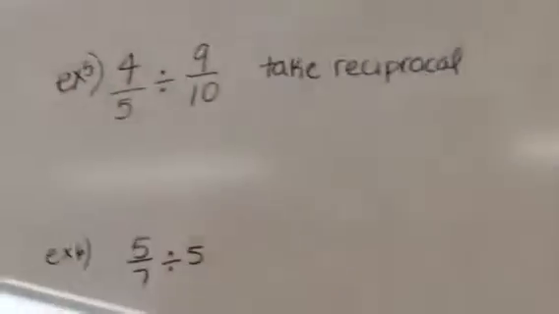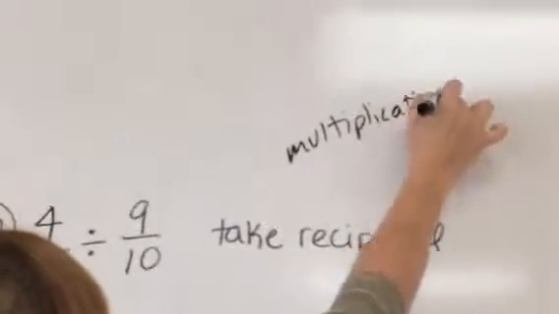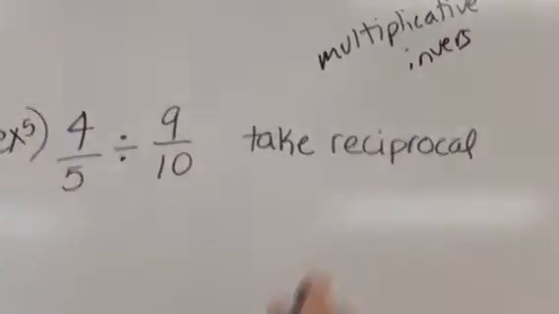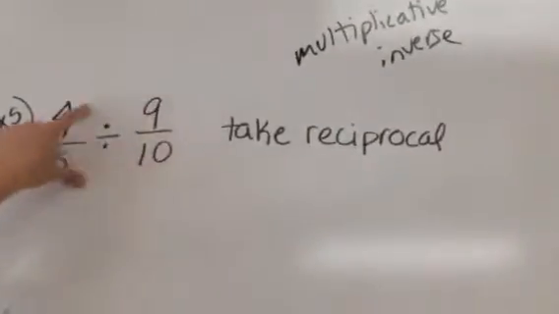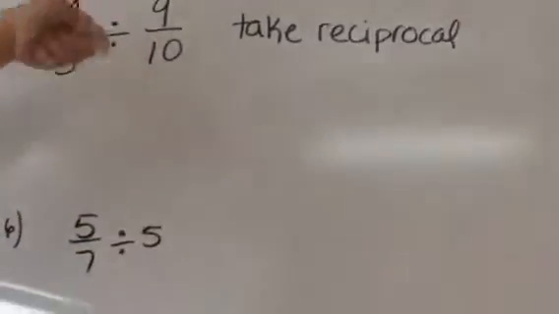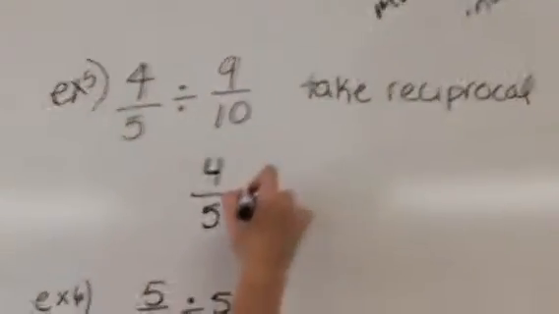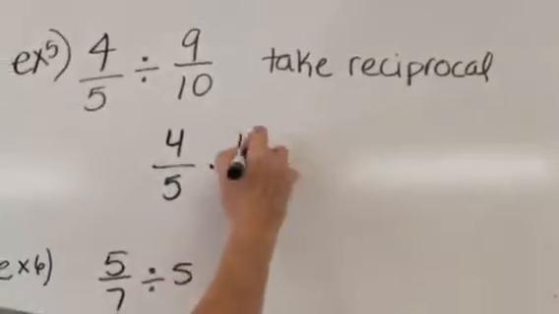Okay, so now we have division. What do you do when you have 4/5 divided by 9/10? You have to take the reciprocal. Another name for the reciprocal is the multiplicative inverse. Oops, forgot the E. So when you have a division of 2 fractions, you have to take the reciprocal, which means flip it. So you always flip the second fraction. 4/5 times 10 over 9.